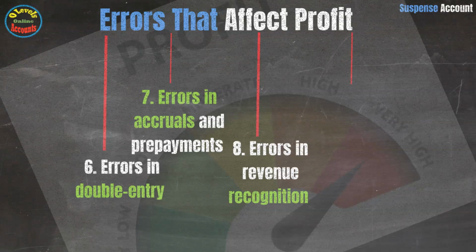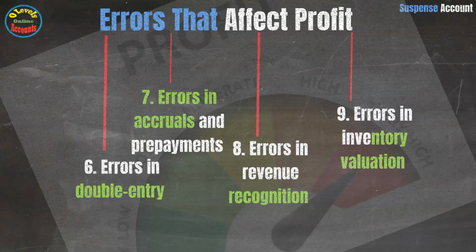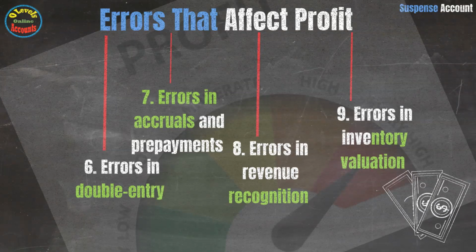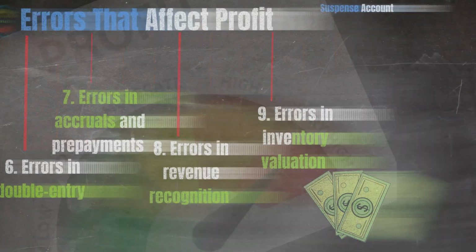Number 9, errors in inventory valuation. Inventory errors affect the cost of goods sold, which in turn affects profit. If inventory is overvalued, COGS is understated, and profit is overstated. If inventory is undervalued, COGS is overstated, and profit is understated. Let's move to another slide.